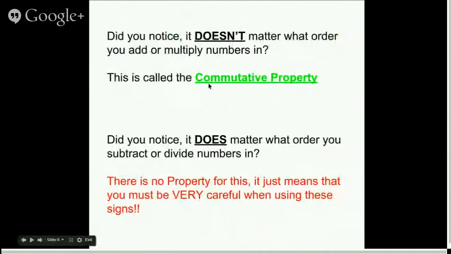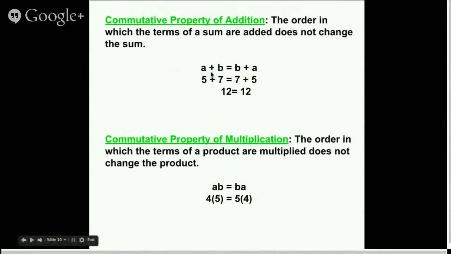So this is called the commutative property. It does matter what order you subtract and divide in, so you just have to be very careful when you're using division and subtraction signs. Addition and multiplication use the commutative property. So A plus B is the same as B plus A. Doesn't matter what order I add them in. A times B is the same as B times A. Doesn't matter what order I multiply them.